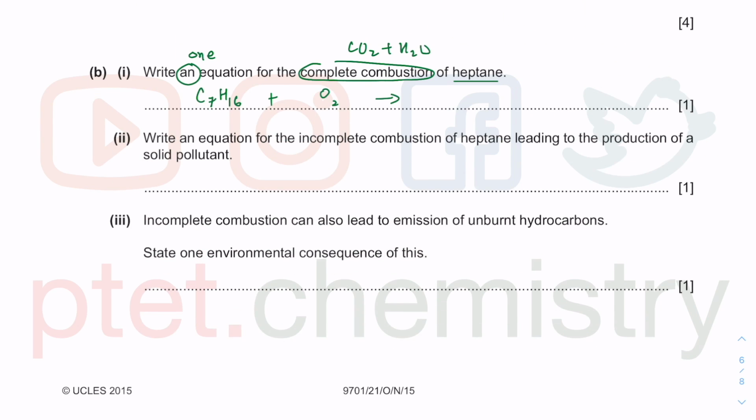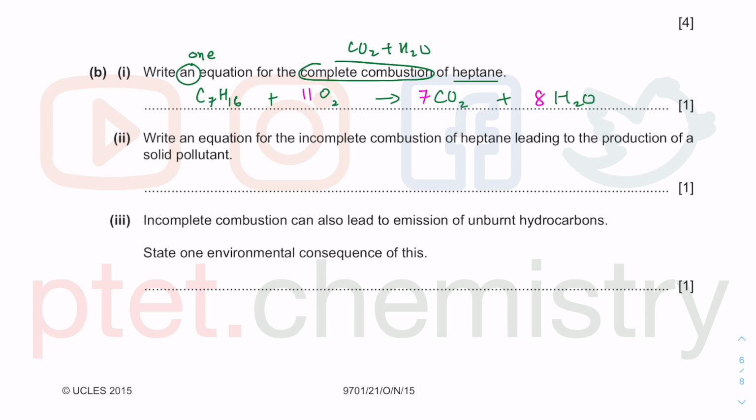Plus O2, and you get complete combustion, so CO2 and H2O. 7 carbon there, so you will balance with 7 CO2, 16 hydrogen there, you balance with 8 H2O. Now you have 14 oxygen plus 8 oxygen is 22 oxygen. 22 oxygen, and you have a molecule. You cannot change these 2 at the bottom. You must have 11 O2 like that.